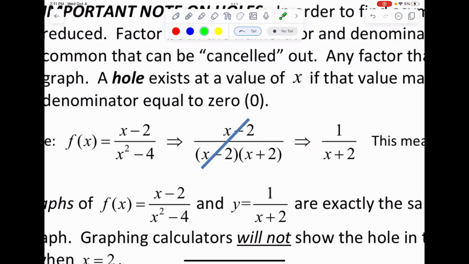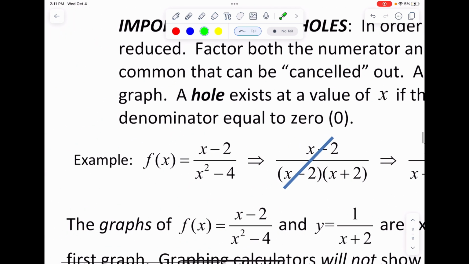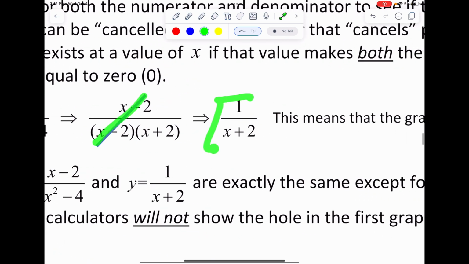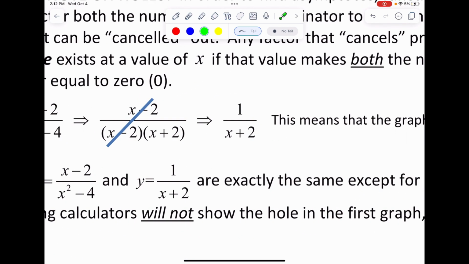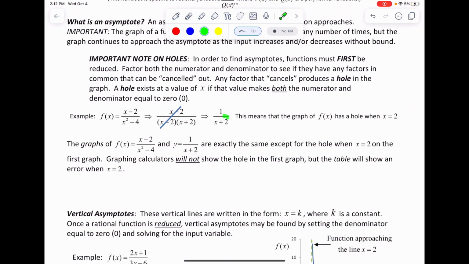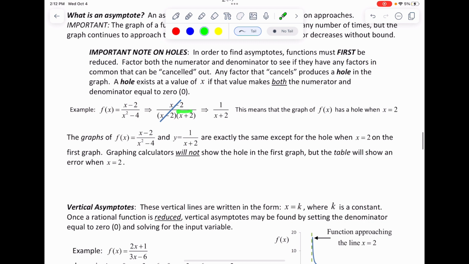We see that in this example right here. f of x is equal to x minus 2 divided by x squared minus 4. I have to first factor this out, and we've seen this before already in class. When I factor that out, I cancel these two out, and I'm left with 1 over x plus 2. This means that the graph of f of x has a hole when x is equal to 2. We have a hole when x is equal to 2 because x minus 2, which would have been equal to 0, gets canceled out, and now we're left with this right here, but the value that got canceled out would have been the hole.